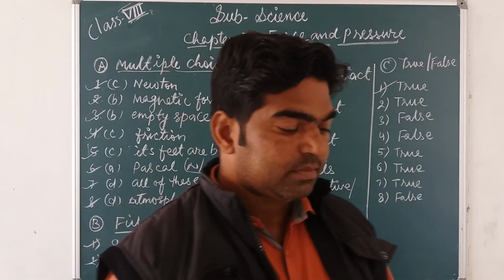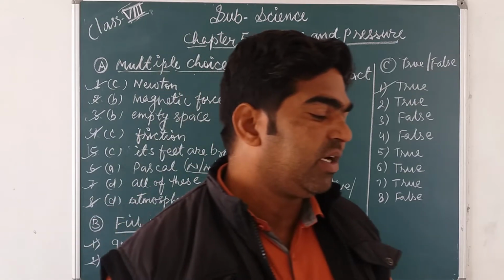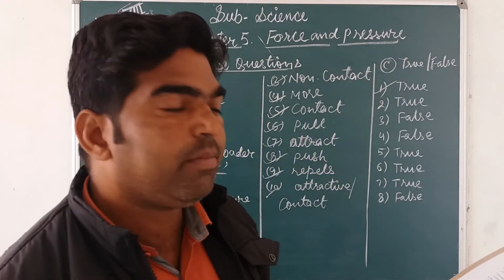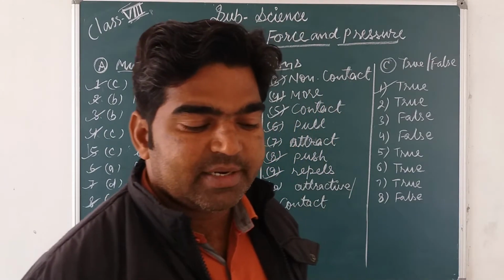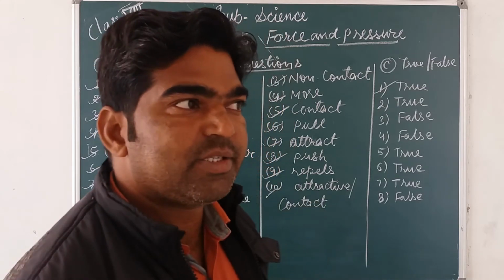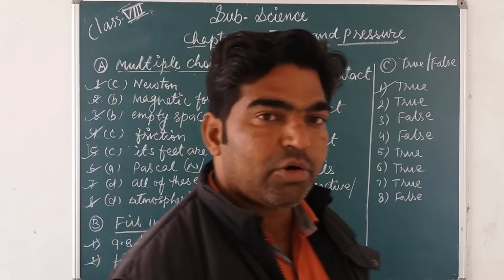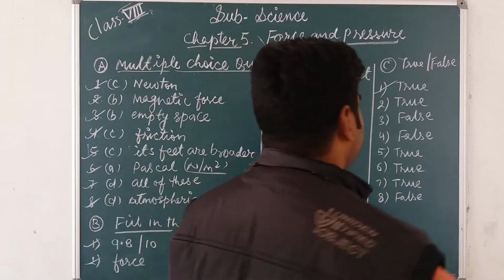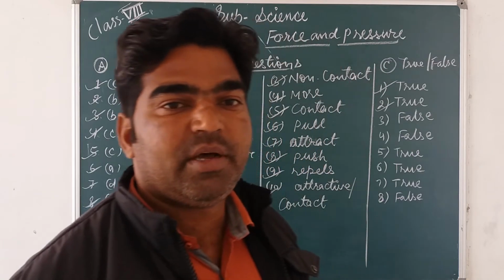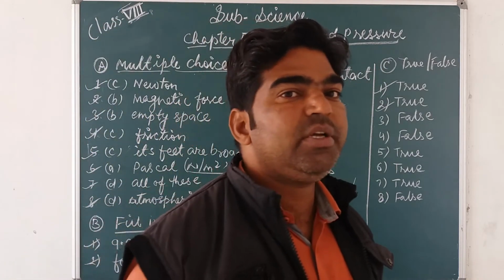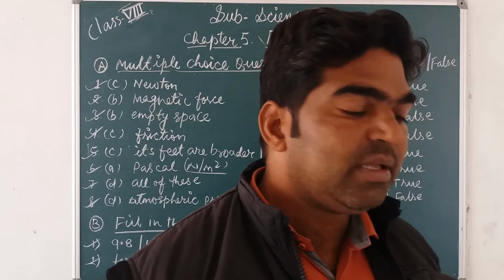Second one, the pull of the earth on a body is a force of gravity. The pull of the earth on a body. Suppose on any body some kind of force is exerted by the earth, that is called gravity. So gravity pulls every object towards its center. So it's also true. Second statement is also true. Every object is pulled towards the earth due to its attractive force, and that is called gravity.